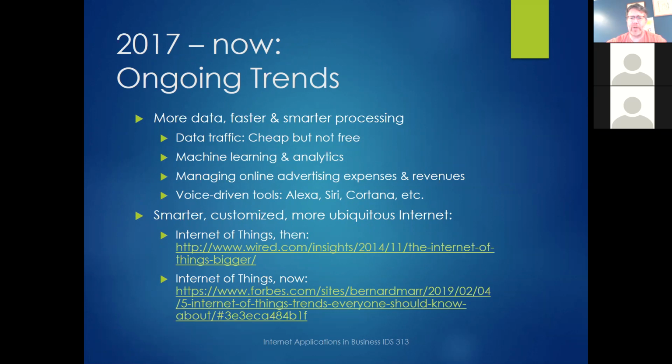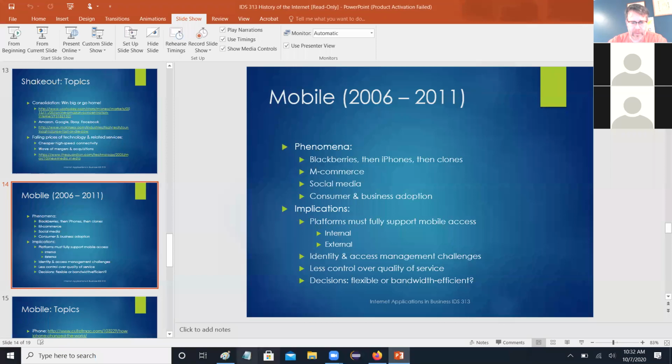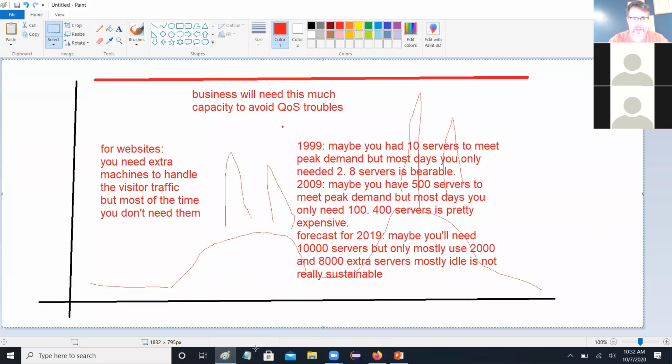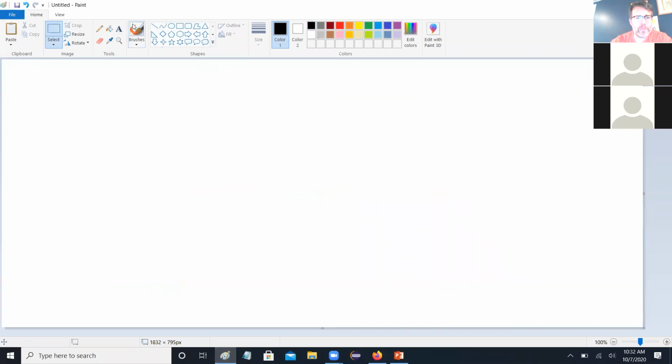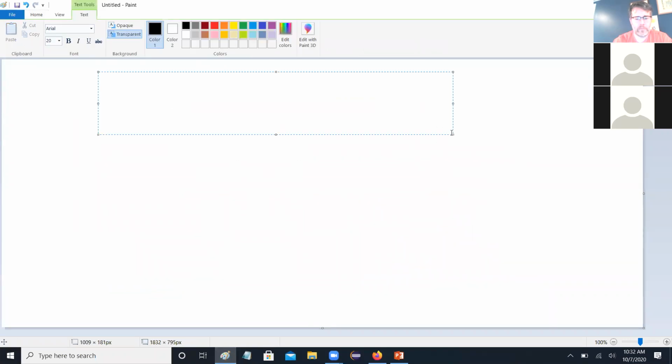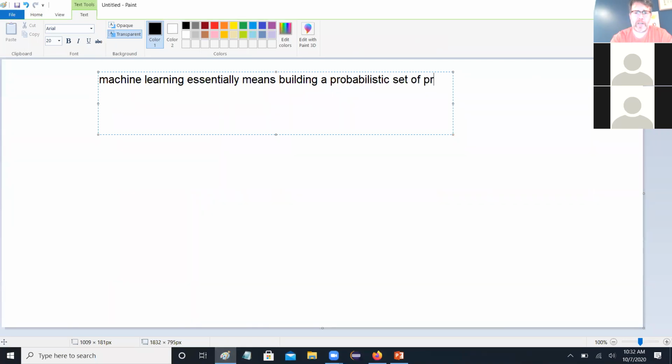Machine learning has become really big. Analytics generally has become bigger than it ever was. I will mention one thing about machine learning. Some of you may eventually take a course in this. But machine learning essentially means building a probabilistic set of predictive rules. Basically, predict an outcome for some situation.